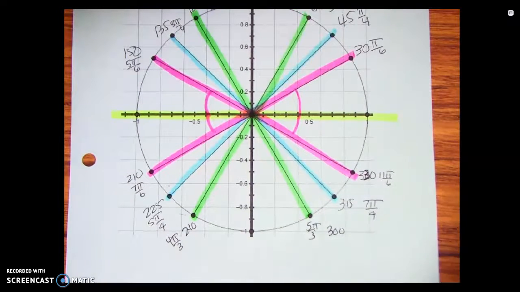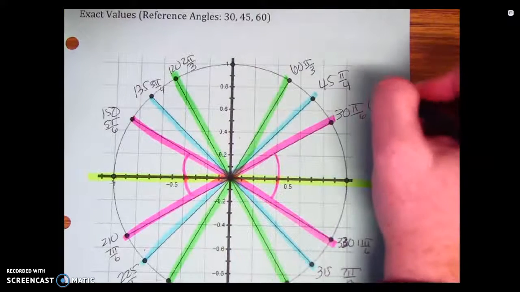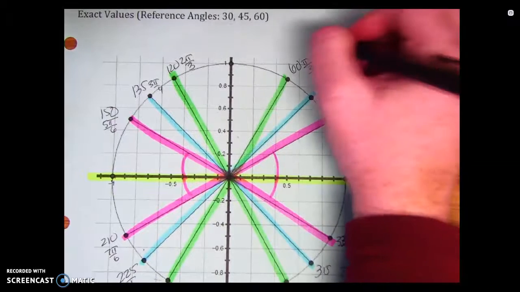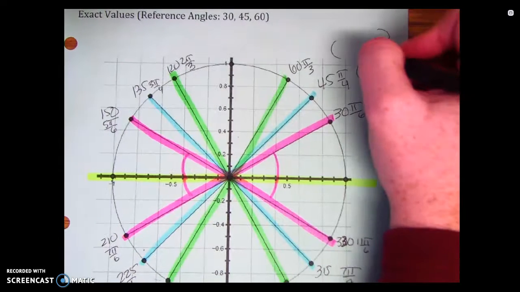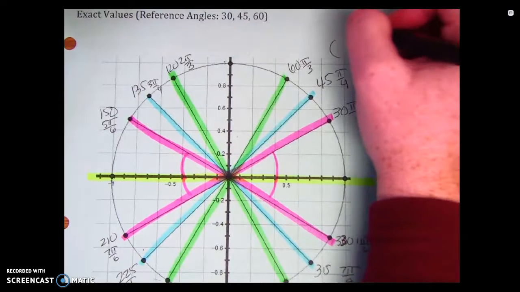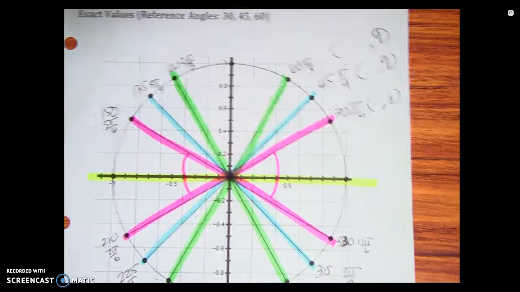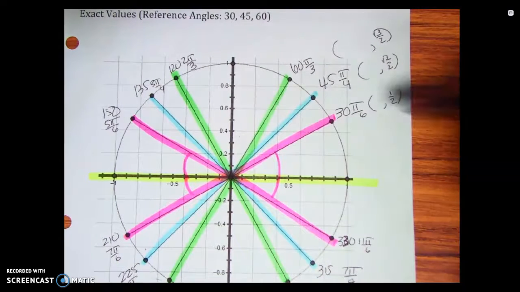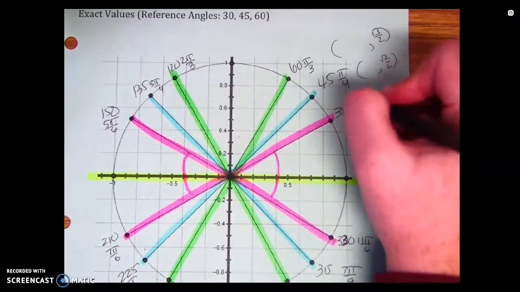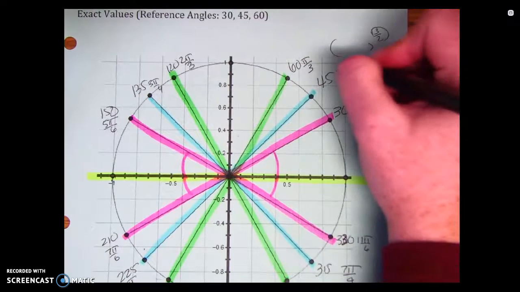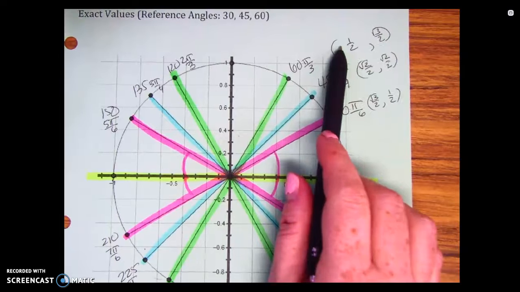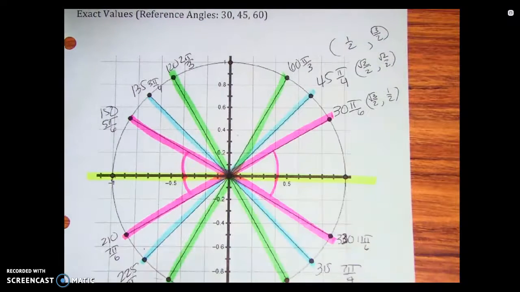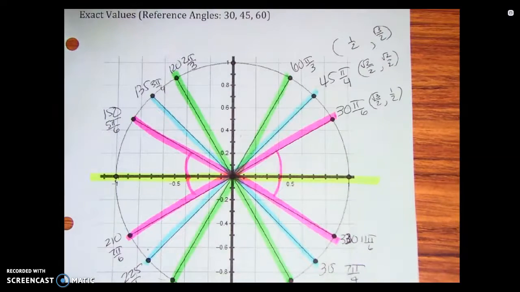Now, what happens, again, is these coordinates go by x and y. And I count 1, 2, 3 to get my sine values. 1, 2, 3. And I go 3, 2, 1 to get my cosine values. And then these happen in every single quadrant.